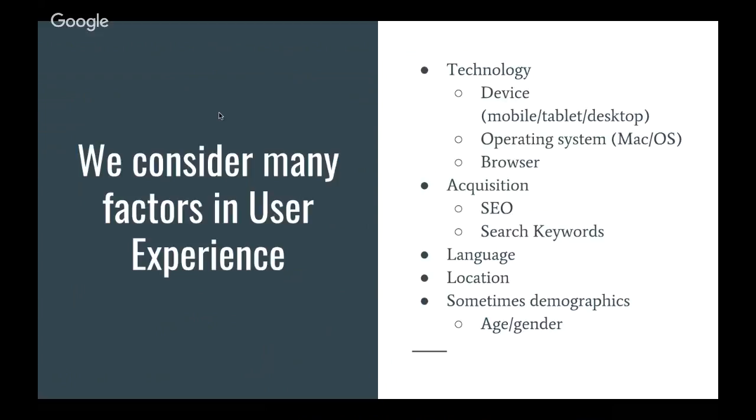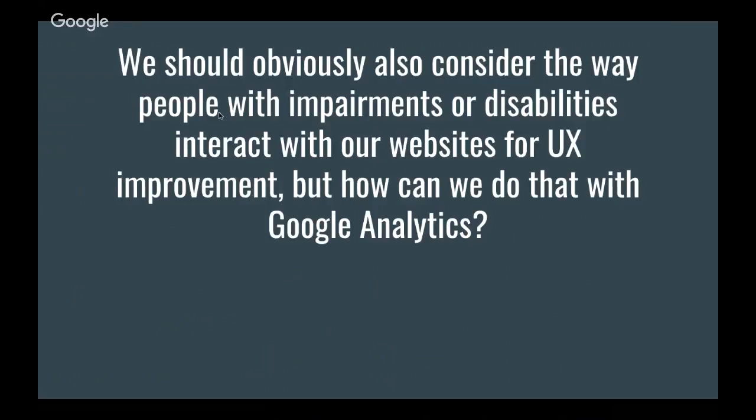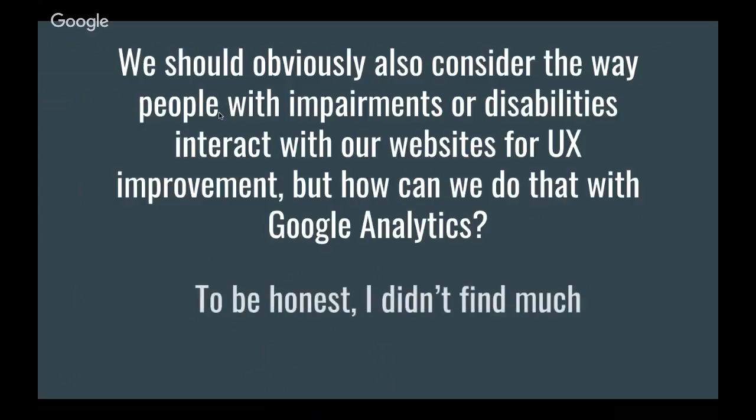So that's sort of the traditional view on user experience. We should obviously also consider the way people with impairments or disabilities interact with our websites for UX improvement. But how do we do that with Google Analytics? And I will tell you all, for the last 6 weeks, I've been trying to research this as much as possible. I've spoken with some people in the accessibility community. I've done a bunch of research online. And to be honest, I didn't find that much.